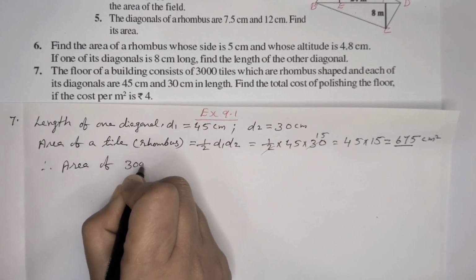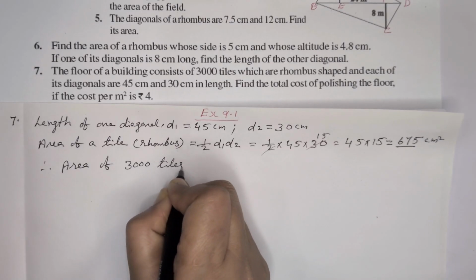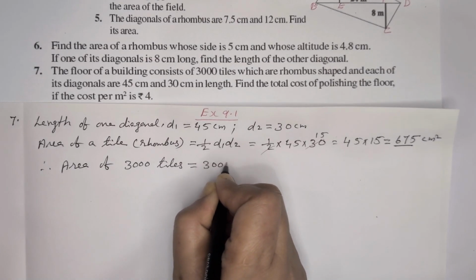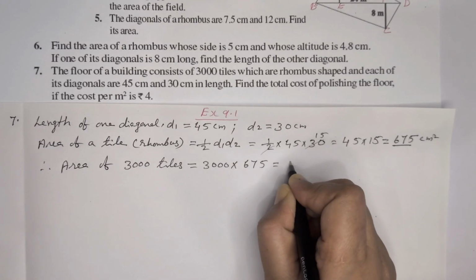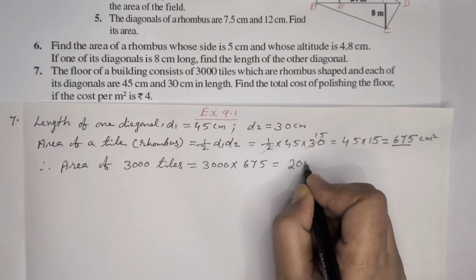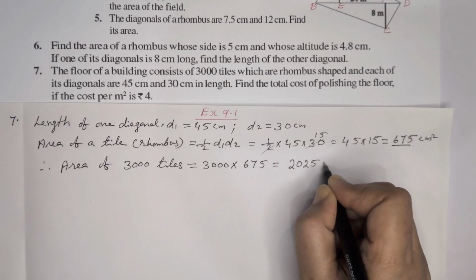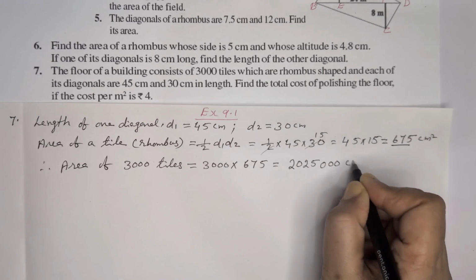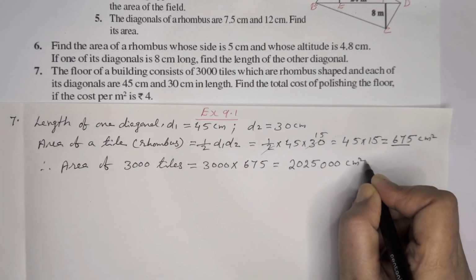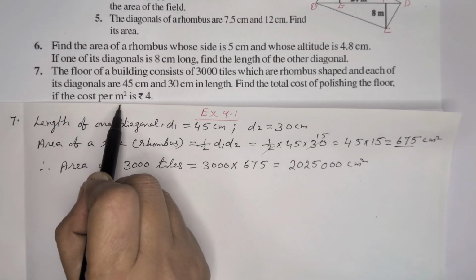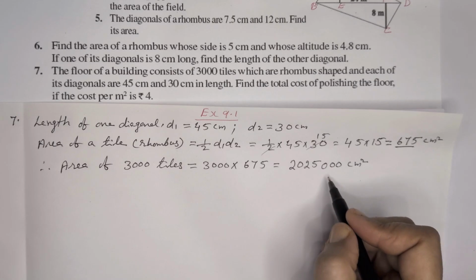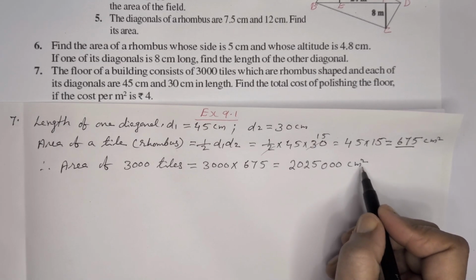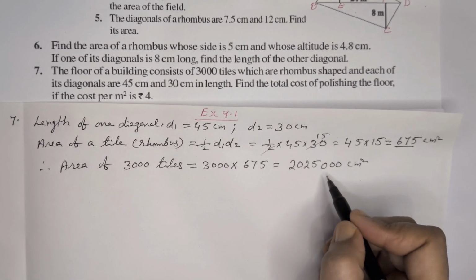therefore area of 3000 tiles is equal to 3000 into 675, which is equal to, here we are getting 2025 and then 3 zeros, that much centimeter square. And here the cost is given in meter square. So we have to convert that into meter. To convert into meter, we have to divide by 10,000. Centimeter square to meter square.